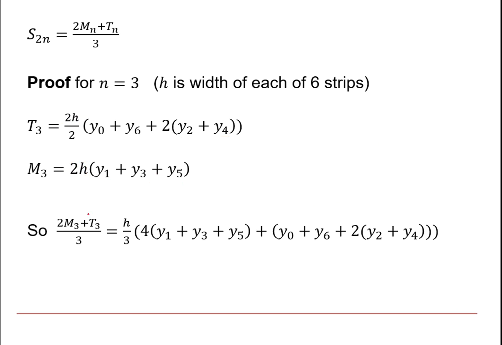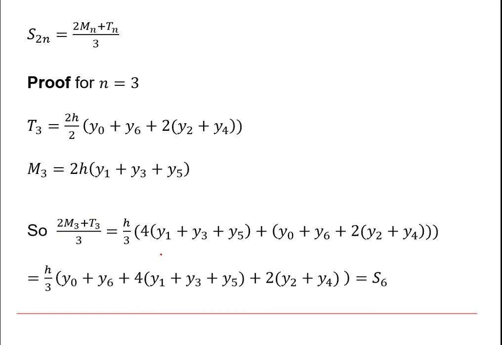And so we can see that (2M3 + T3)/3 is that expression there, and that simplifies down to the formula that we had for S6 in the previous video.